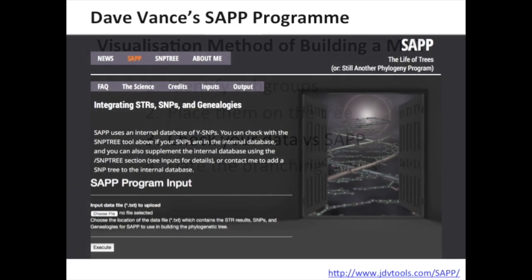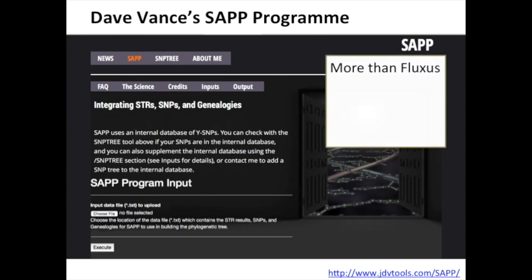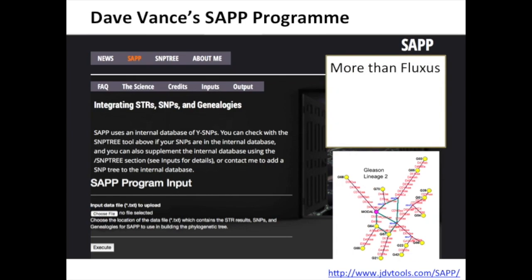And to do that, all you have to do is create a text file of your results. You click on this button here, choose file, and that text file goes in, and it takes a couple of seconds, and it spews out a mutation history tree based on the data that you put in. But SAPP is much more than Fluxus.